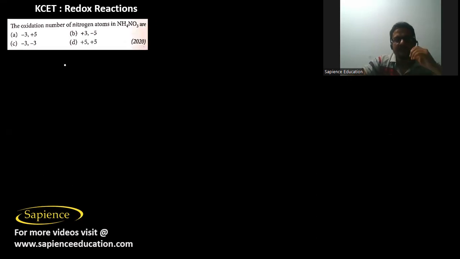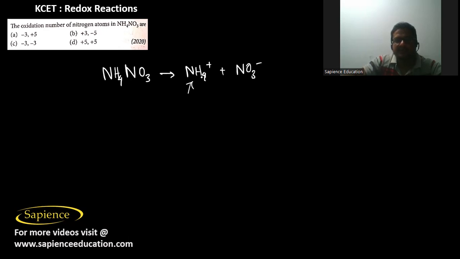Then it is told the oxidation number of nitrogen atoms in NH4NO3. NH4NO3 means it is formed from NH4 plus ion and NO3 minus ion. So here it means that hydrogen is in plus 1 state. Suppose the oxidation state of nitrogen in NH4 plus is X here and in NO3 minus it is Y. The oxidation state of hydrogen will be plus 1 only.